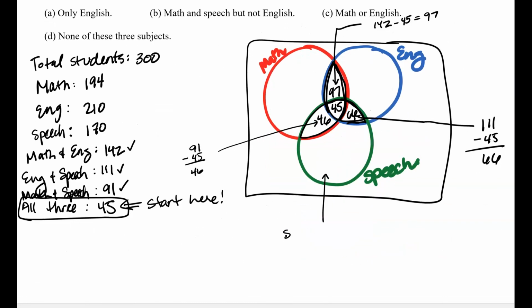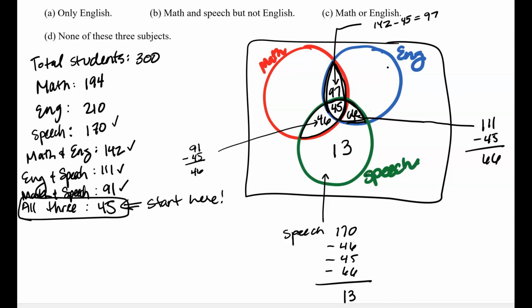So there's 170 total speech students, but I've already got these 3 numbers that are inside of that speech circle. So I'm going to take off the 46, take off the 45, take off the 66, all from the 170, and I'm left with 13 left over. So you're going to put a 13 here. So at the end, if you want to check your work, what you could do would be to add 13, 46, 45, and 66, and that should all equal 170. Okay, so we've got that one down, 2 more to go.